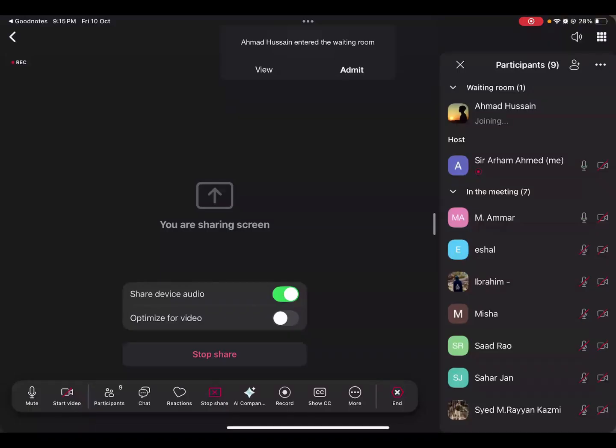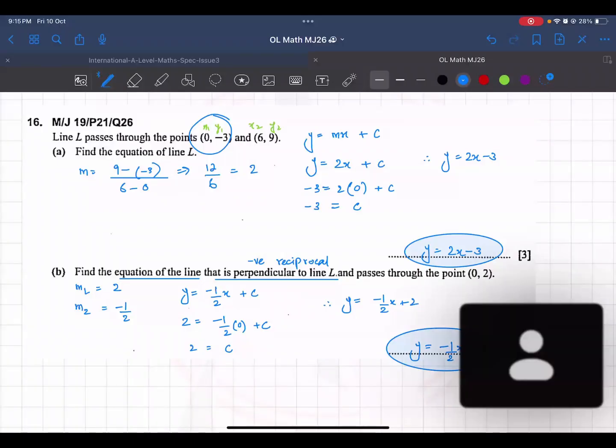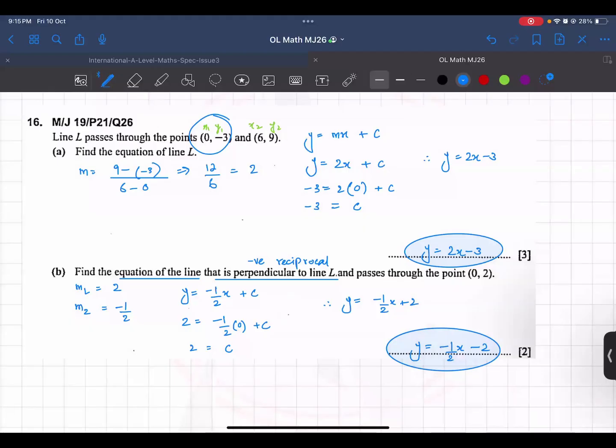Sir, why is it minus 2, why is it not positive? Which one would it be? The negative 1 upon 2. Yes sir, no sir, the 2 in the answer. Sorry, my bad. Plus 2. Silly mistake. Good.